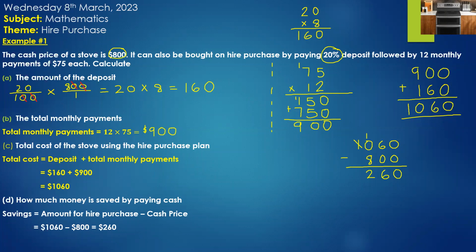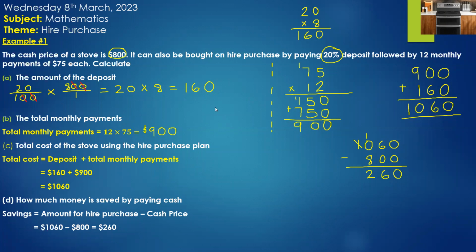And then the total monthly payments is, since they said they paid for 12 months, they did 12 monthly payments of $75. You have to do 75 times 12, which will give you $900. Very good. Then to get the total cost of the stove using the hire purchase plan, you have to do the deposit plus the total monthly payments to determine how much they pay in all. So you do 160 plus 900, which will give you 1,060.